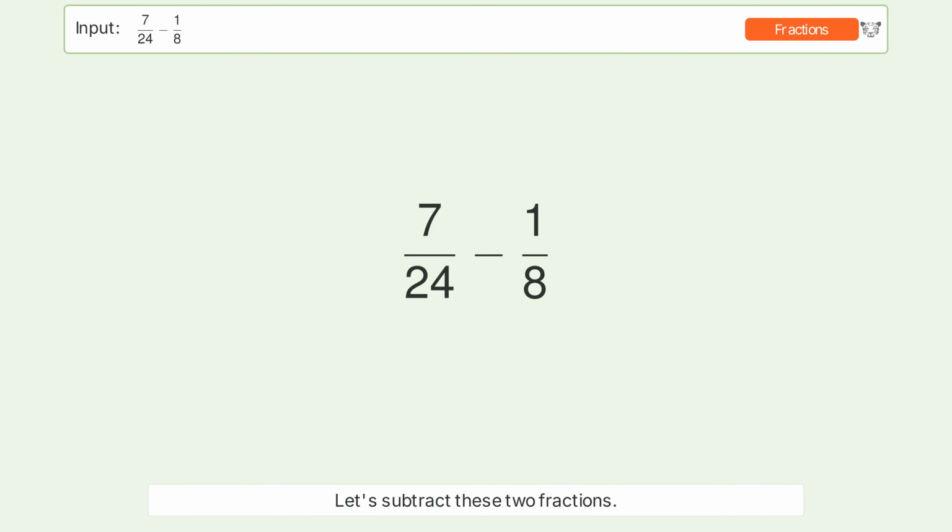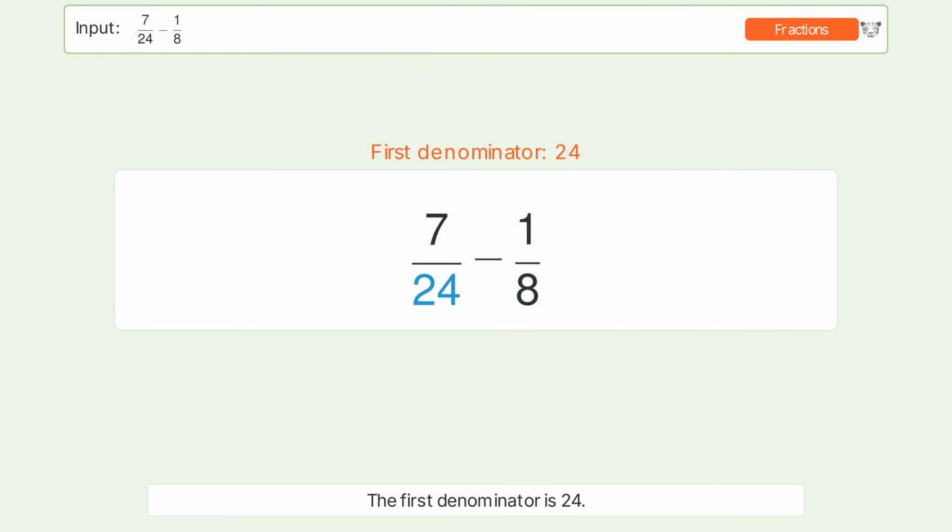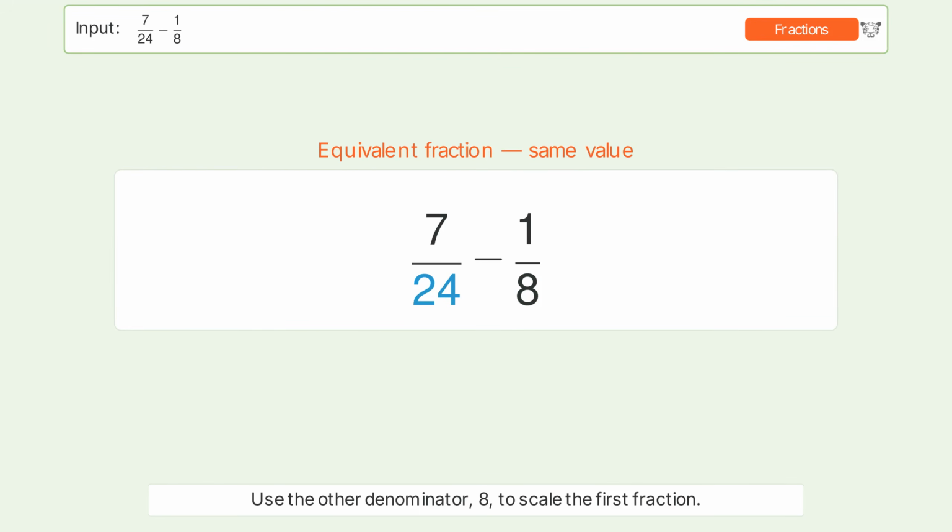Let's subtract these two fractions. The first denominator is 24. The second denominator is 8. Use the other denominator, 8, to scale the first fraction.